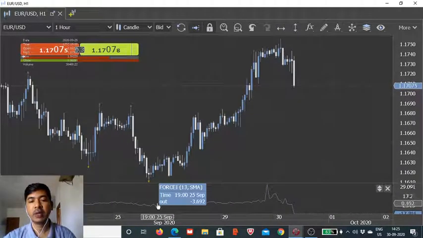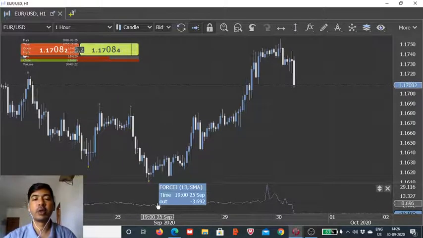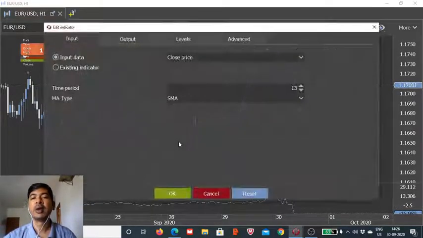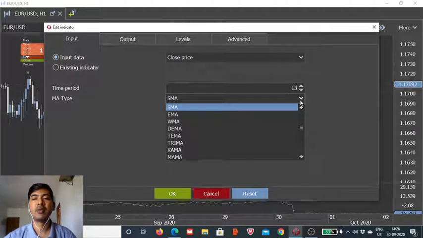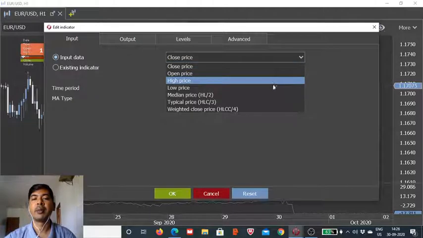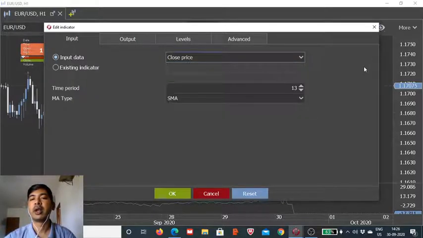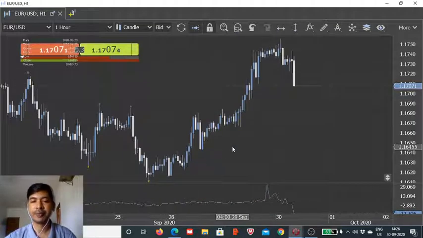As you can see, the force index is being calculated on the Euro USD with the time period of 1 hour each for the last 13 candlestick periods, with the MA type being SMA. And as I said, we can always change the MA type, we can change the time period for the calculation of the force index, and we also can change the applied price, whether we want closing price, high price, open price, low price. So depending on the requirement, we can choose these parameters.